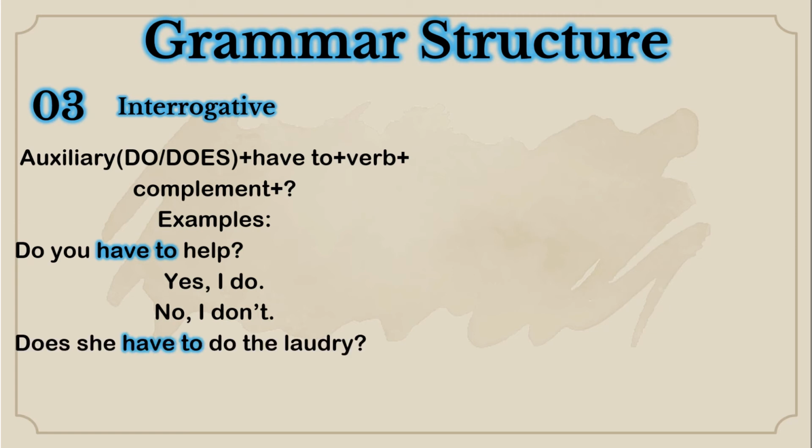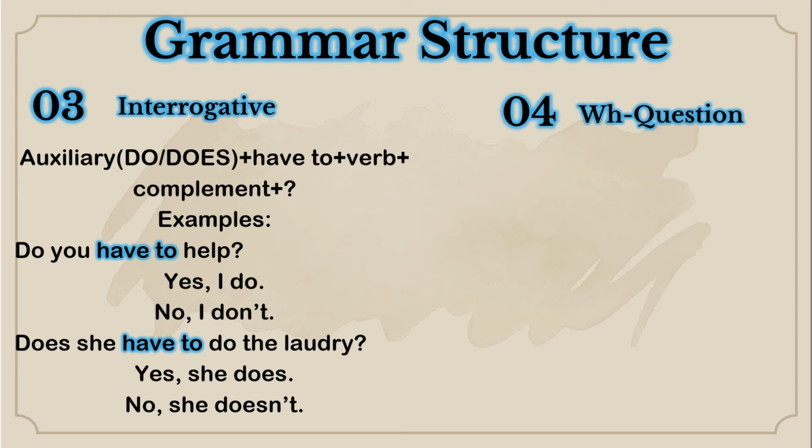And does she have to do the laundry? Remember that in this case, you don't need to use has to because you have the auxiliary does. That's why you have to write down the verb in the base form, in this case, have to. So, does she have to do the laundry? Yes, she does. In this case, you need to use, right, does. Then you have the negative form. No, she doesn't. These are just yes/no questions.